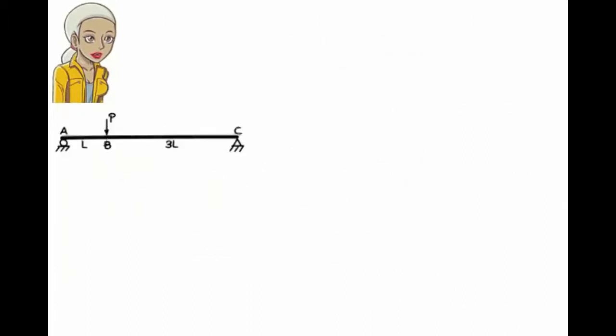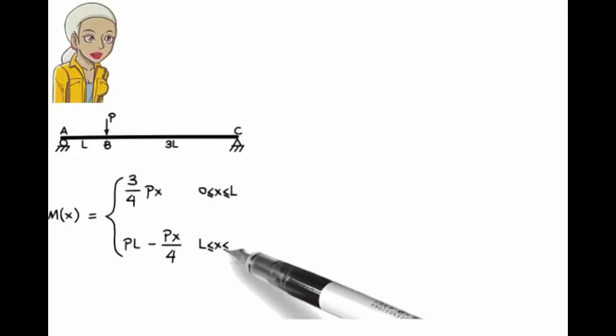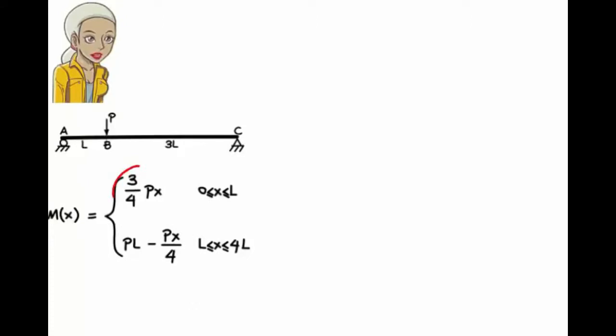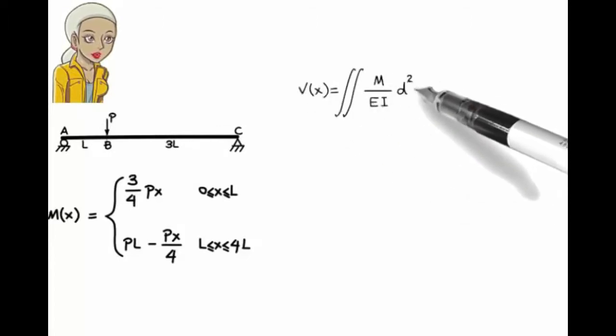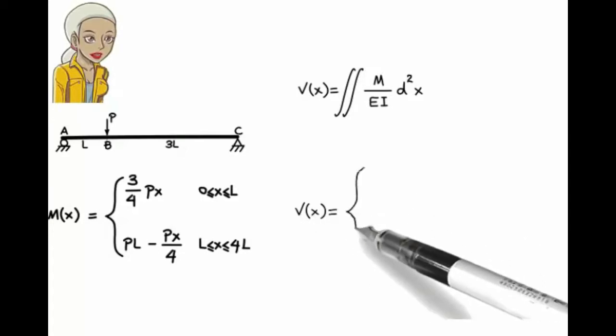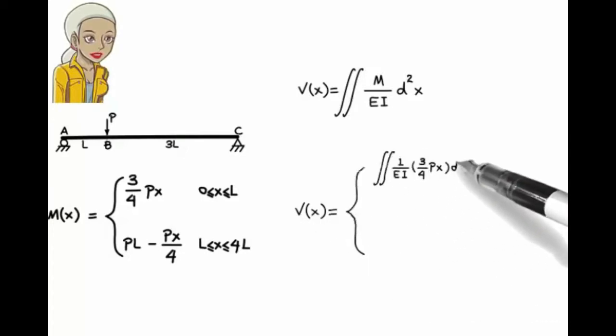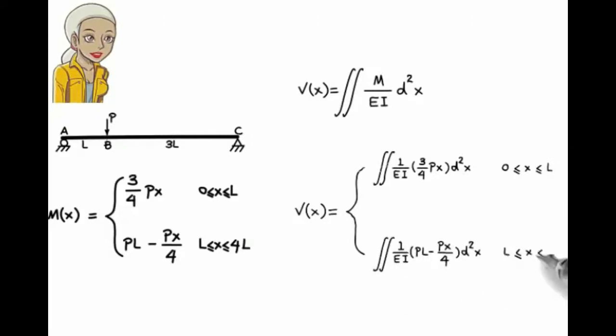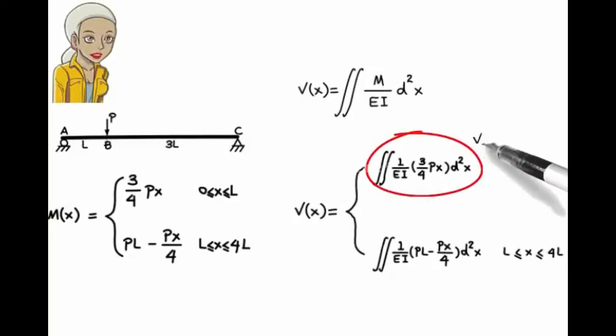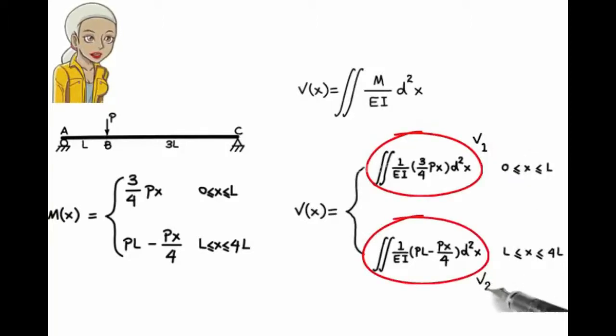Since we have two moment equations, we must write two deflection equations, one for each beam segment. We use this equation to get a deflection equation for the left segment of the beam, and we use this one to get a deflection equation for the right segment of the beam. The general deflection equation is V(x) equals the double integral of M over EI. Here is the expanded deflection equation for the left segment. Here is the equation for the right segment. Let's refer to this one as V1 and call this one V2. Also, let's assume EI is a constant for the entire beam.